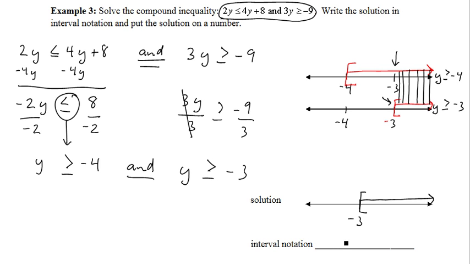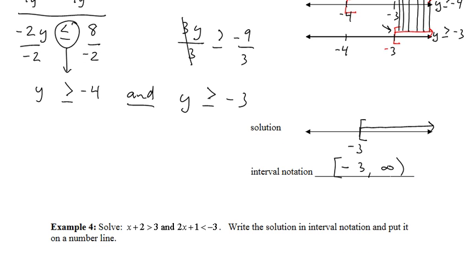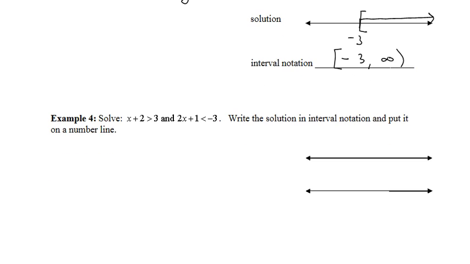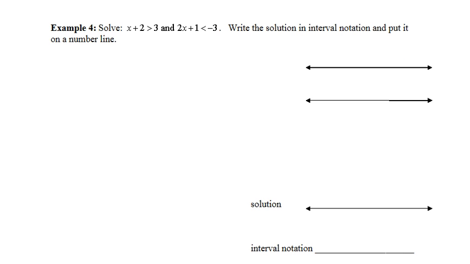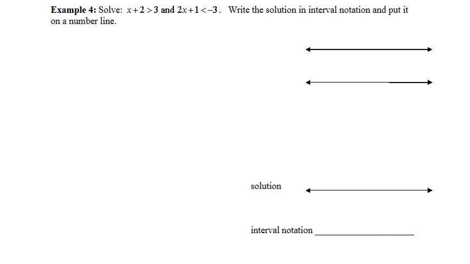So in interval notation, it's -3 to infinity. The -3 is included, so make sure to put a bracket around it. Alright, it's where they intersect. Example 4. Let's solve these two.